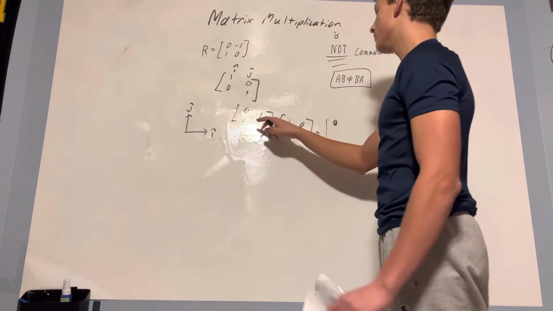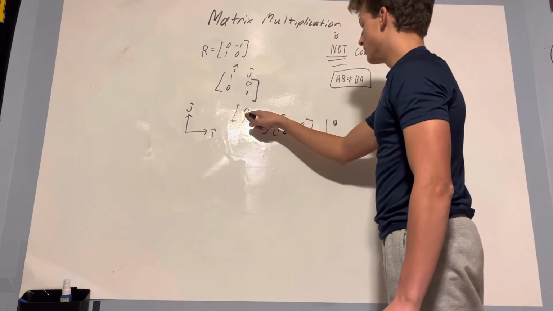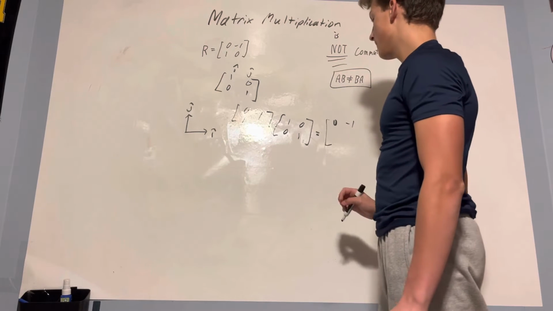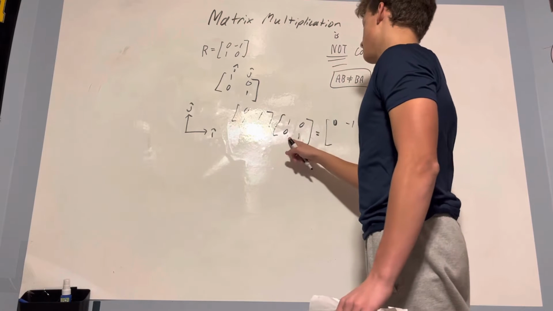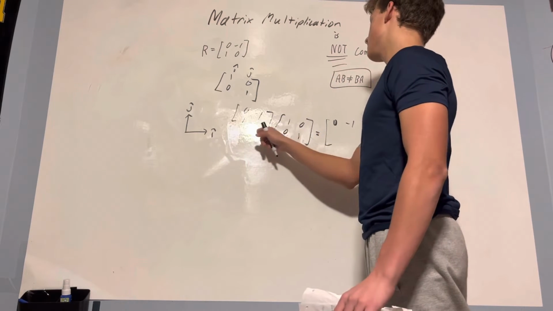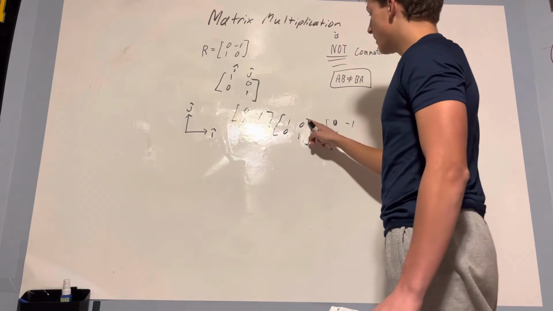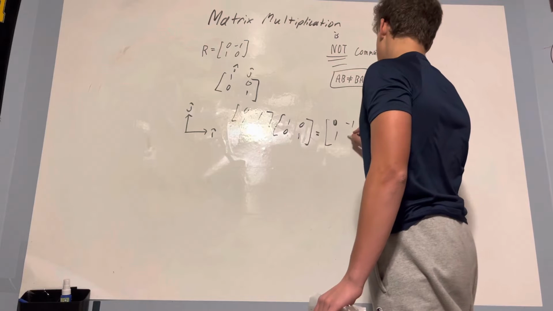Now let's do the next one. So we have the first row and the second column, so 0 times 0 plus negative 1 times 1 is going to be negative 1. Now we're going to have the second row times the first column, 1 times 1 plus 0 times 0 is going to be 1. Then here we have the second row times the second column, 1 times 0 plus 0 times 1, 0 plus 0, so that's 0.